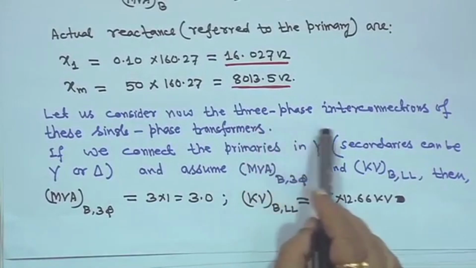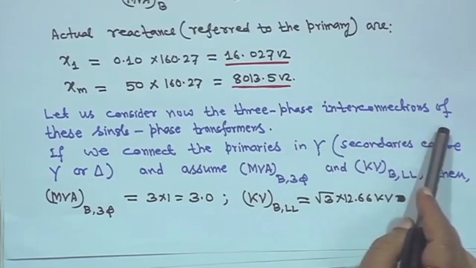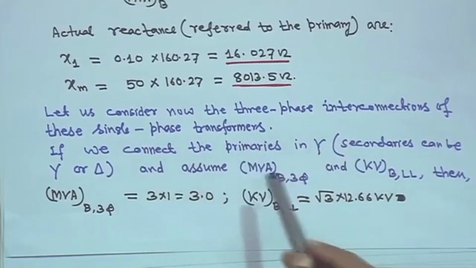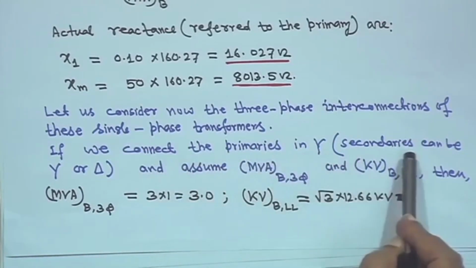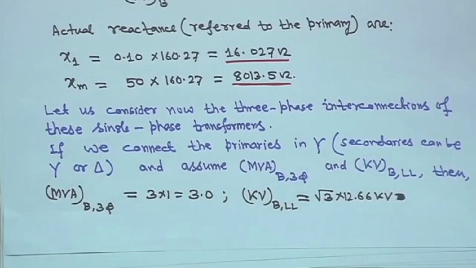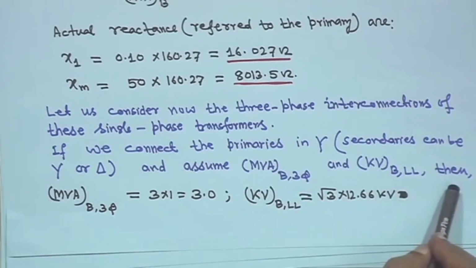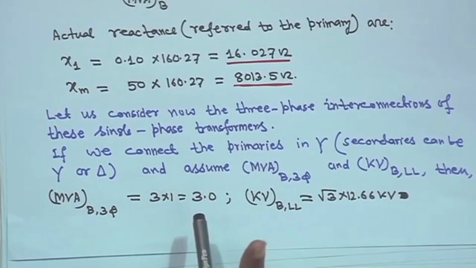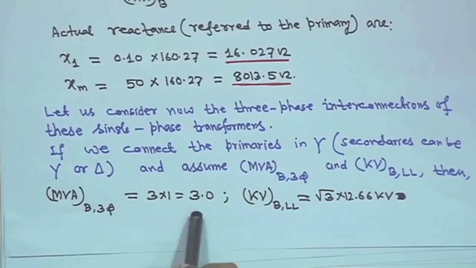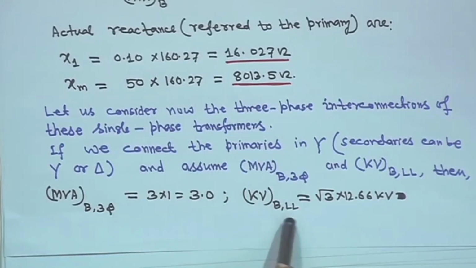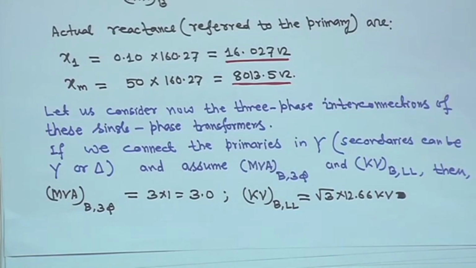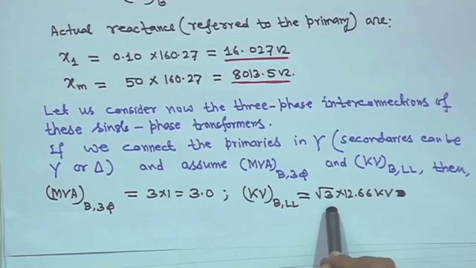Now, this transformer you are converting to star star or star delta. So let us consider now the 3 phase interconnection of 3 single phase transformers. If we connect the primaries in star, the secondaries can be star or delta, because it is given star star or star delta. Assume MVA 3 phase and kV base line to line, because the single phase rating was 1 MVA each, and now 3 single phase transformers are connected. So MVA base 3 phase will be 3 into 1, that is 3, and kV base line to line, it was single phase 12.66 on one side, so it will be multiplied by root 3, as we have seen earlier in one example. So root 3 into 12.66 kV.